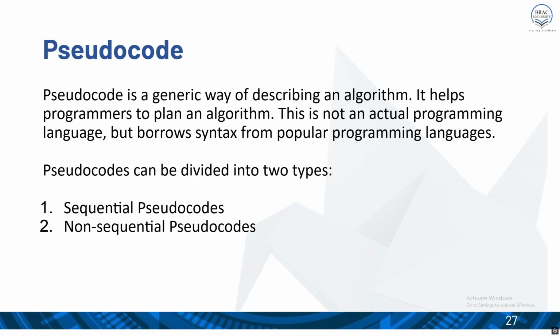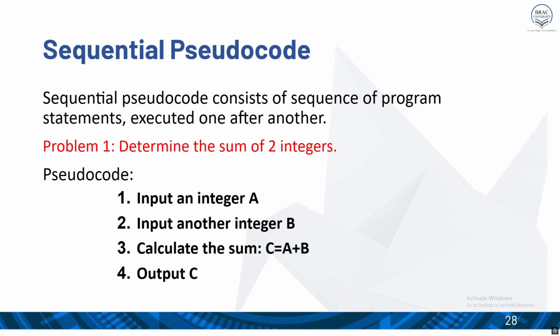Pseudocodes can be divided into two types: sequential pseudocode and non-sequential pseudocode. In a sequential pseudocode, program statement or instructions are executed sequentially. For example, a program has been written here in pseudocode where two numbers are being added.